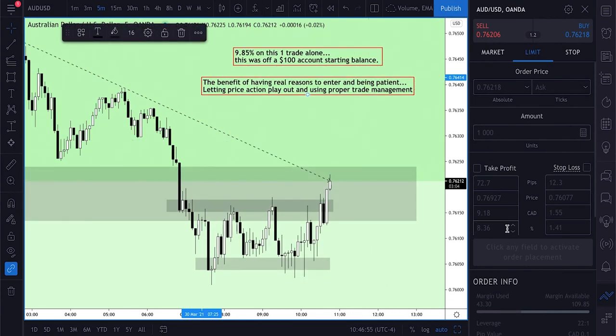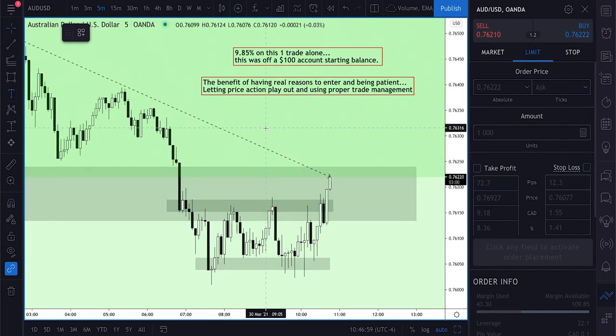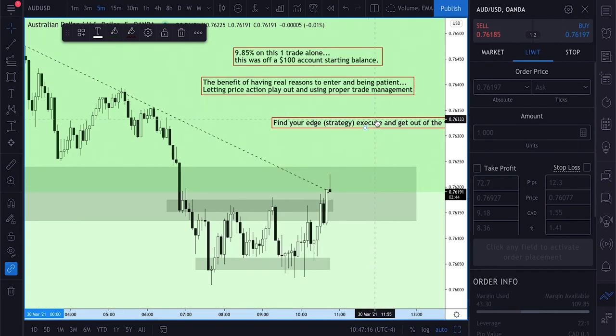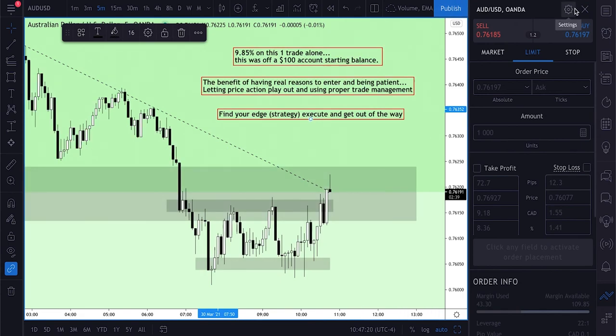All right, so as you can see, we just got stopped out of that trade, but that's no problem because we just made a 9.85% return on that one trade. That is off a $100 account, $9.85.